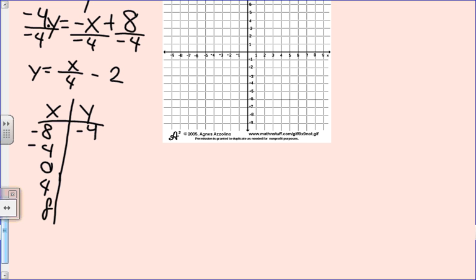Negative 2 minus 2. Negative 4 divided by 4 is negative 1. Minus 2. 0. 0 divided by 4. Minus 2. 4 divided by 4. 1. Minus 2. Negative 1. 8 divided by 4. 2. 2 minus 2. And 0.